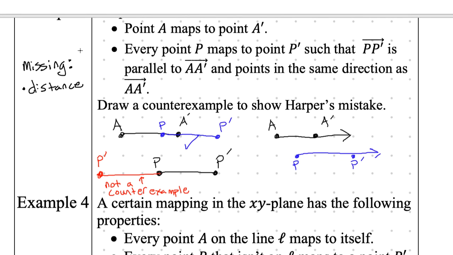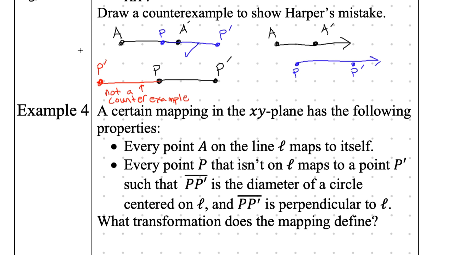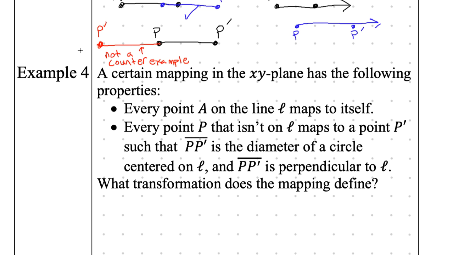All right. And now this one, I have a feeling that's going to be easier, but I'll actually test this out with you guys. Example number 4. Another reader, please. Esha: A certain mapping in the xy plane has the following properties. Every point A on the line L maps to itself. Every point P that isn't on L maps to a point P prime, such that PP prime is the diameter of a circle centered on L, and PP prime is perpendicular to L.